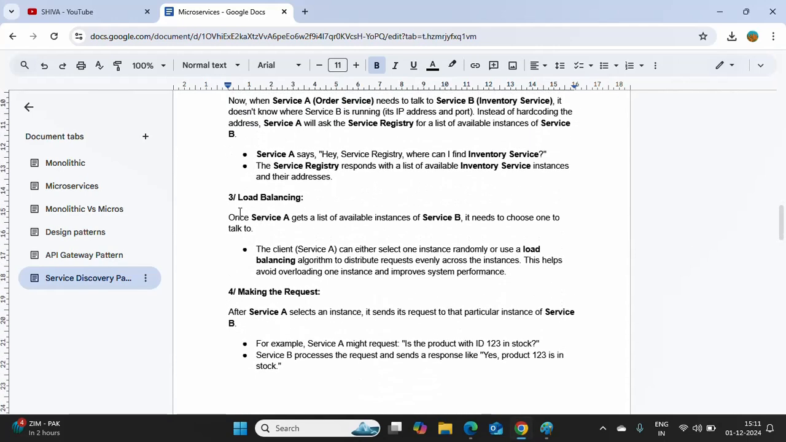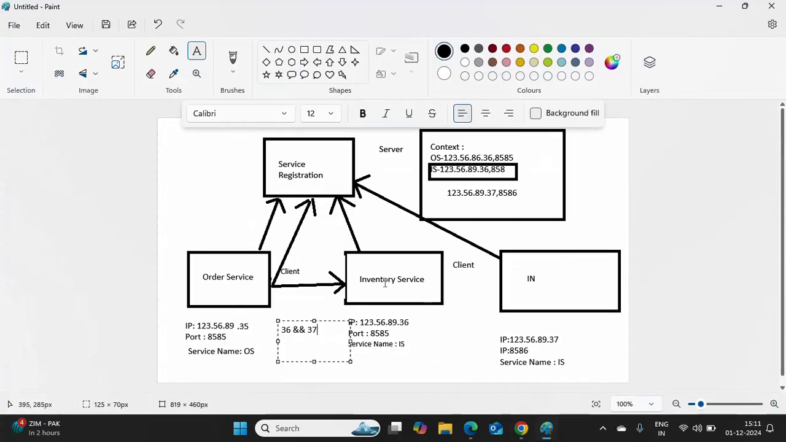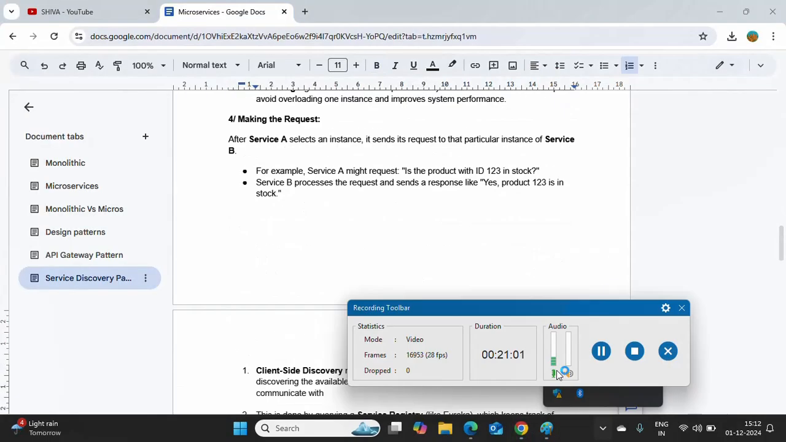Okay, what does it bring? Load balancing. We discussed this, right? Here we have two inventory service instances. The order service is going to take the responsibility to distribute the load between this inventory service and this inventory service. Okay, next, the server-side discovery pattern.